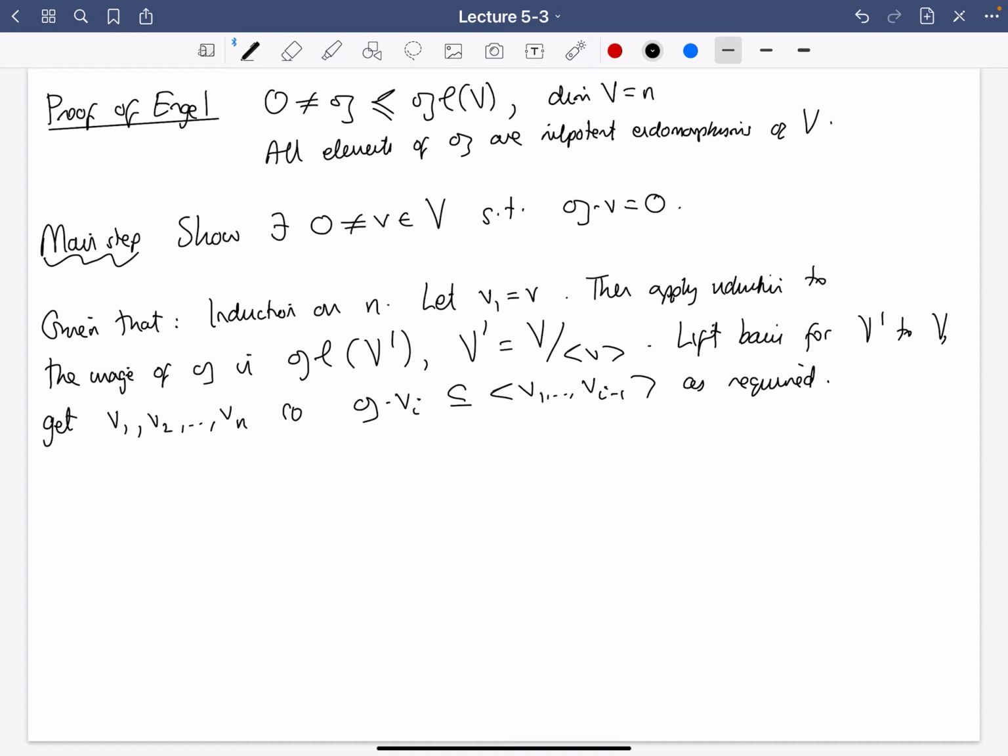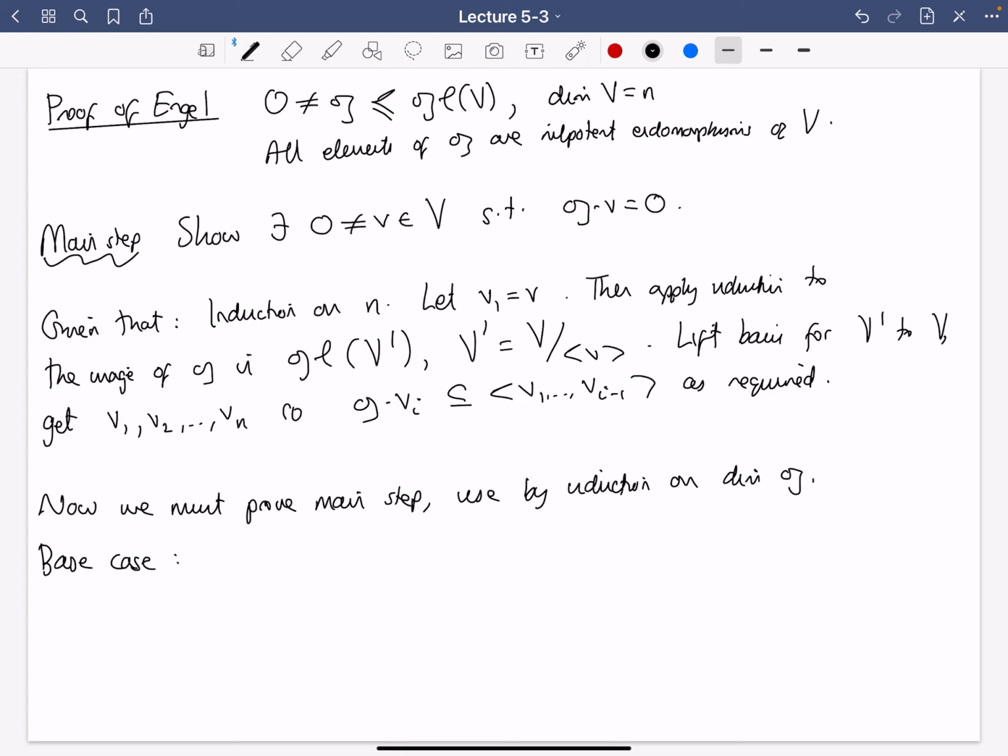Okay, so given the main step, it's just an easy induction on the dimension of V to finish off the proof. So now we have to prove the main step. And we're going to do this by induction on the dimension of the Lie algebra G. So I guess the base case, well, you could actually do G equals 0, but I've said G is non-zero at the beginning. So let's do the case when the dimension of G is 1.